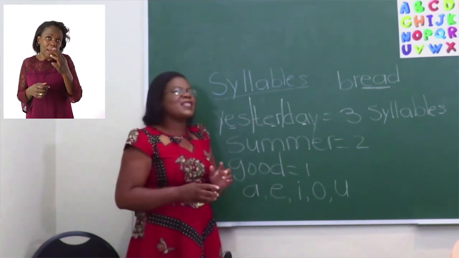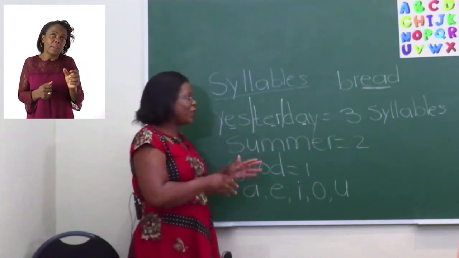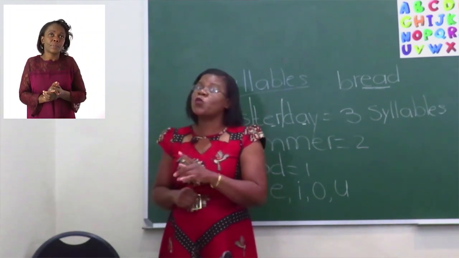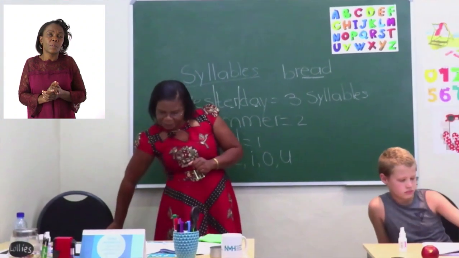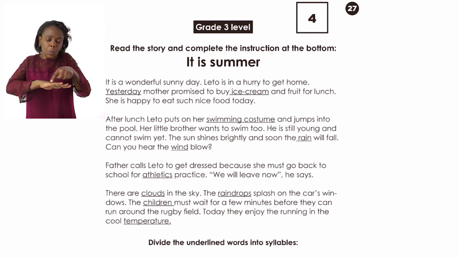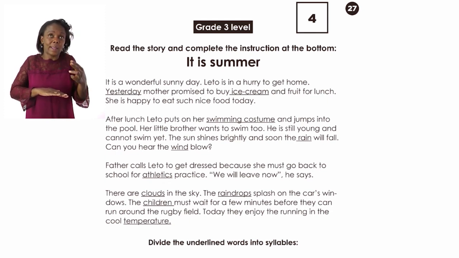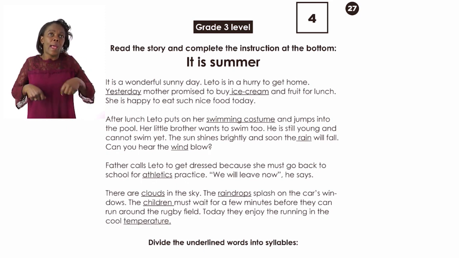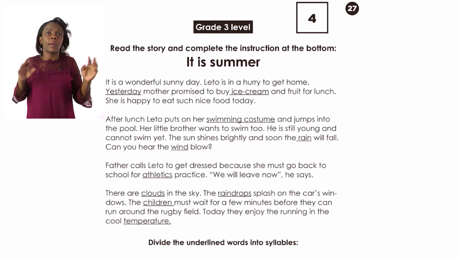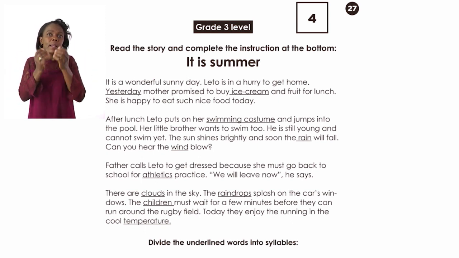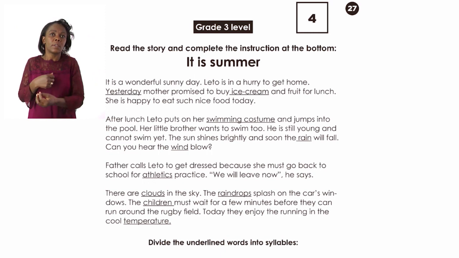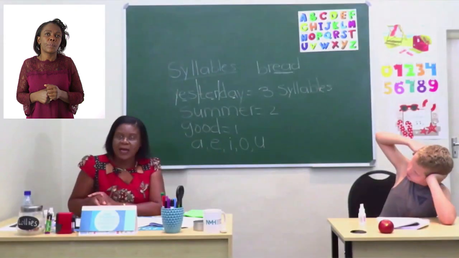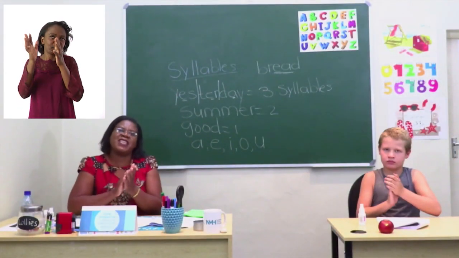I know it's a bit challenging, but if you can just listen nicely to me, then you will get it correct. All right, so now we are going to try and see if you will be able to cut these words which are underlined. Try to clap them first. You clap yesterday, ice cream, swimming costume, rain, wind, athletics, clouds, raindrops, children, and temperature. I hope you have enjoyed the syllables. Clap your hands for yourselves. Yes, you have done it.